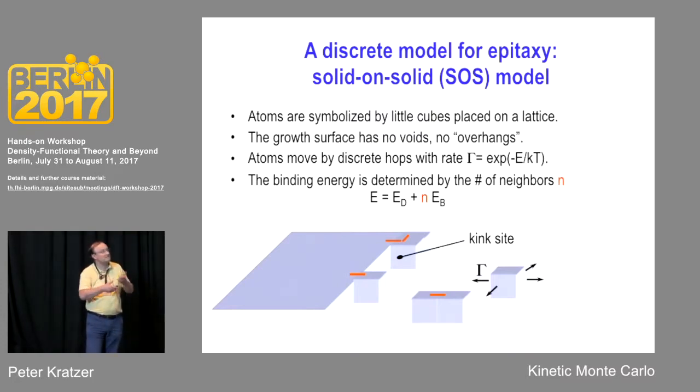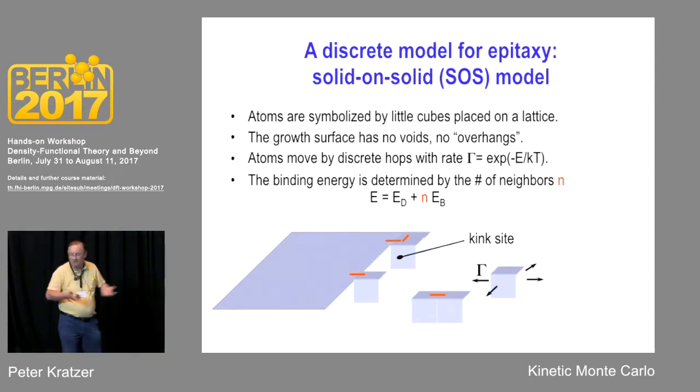In epitaxy, people also use such discrete models where the atoms are represented by little cubes that can move on the surface, and then they can attach, for example, to a step. In this simple model, you just have a function h of x, the height, of a lattice. And this represents the morphology of the surface. So there are no overhangs, no voids.